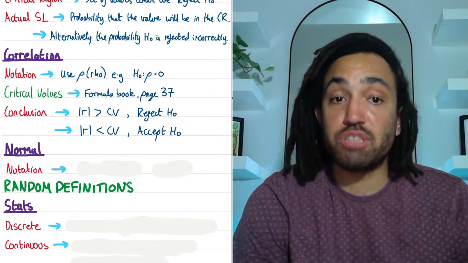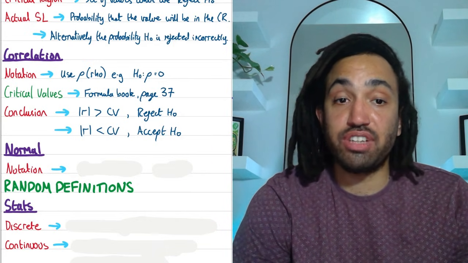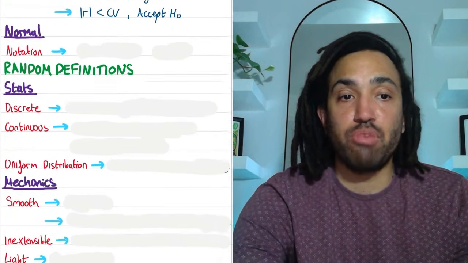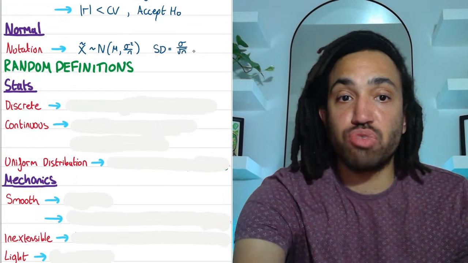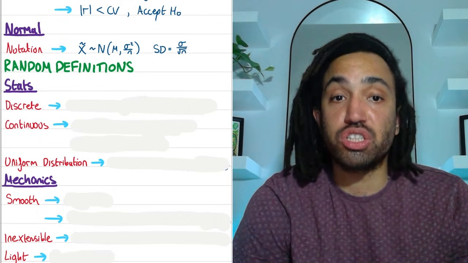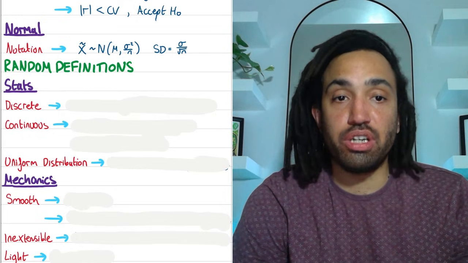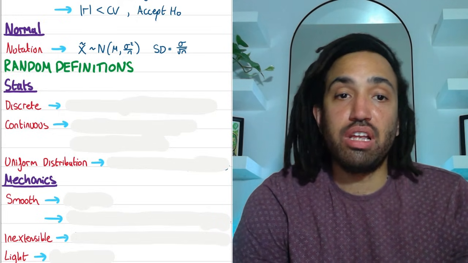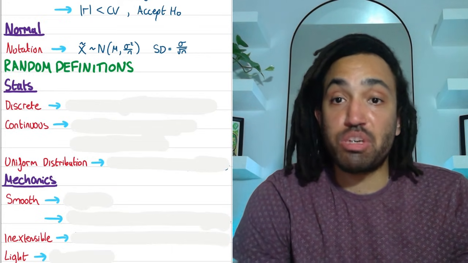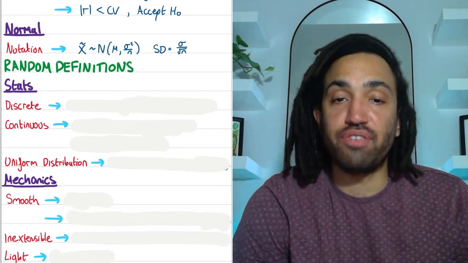Now we take the modulus because the critical values are always positive in your formula booklet, so if you're testing for negative correlation, you must turn it into a positive value. Okay, moving on to normal. Now this is really important. When you are doing a normal hypothesis test, you get given a sample size, n, and your new distribution, x-bar, is normally distributed with mean mu and variance sigma squared over n, which means the standard deviation which you put into your calculator is the old standard deviation divided by root n.